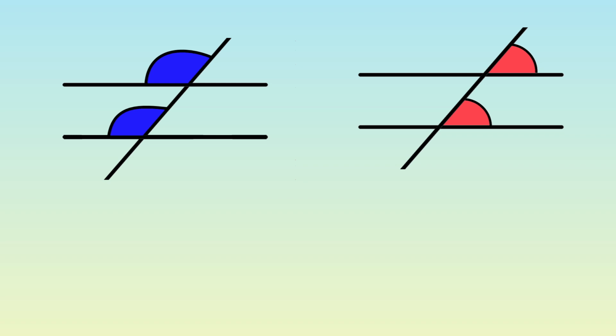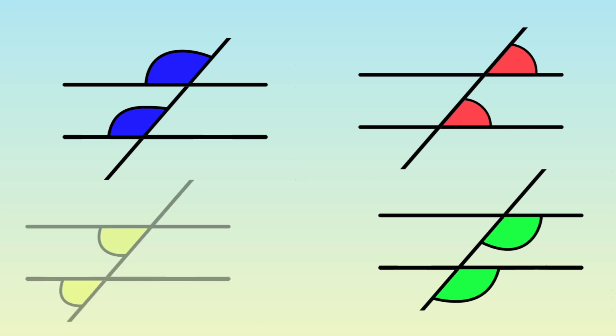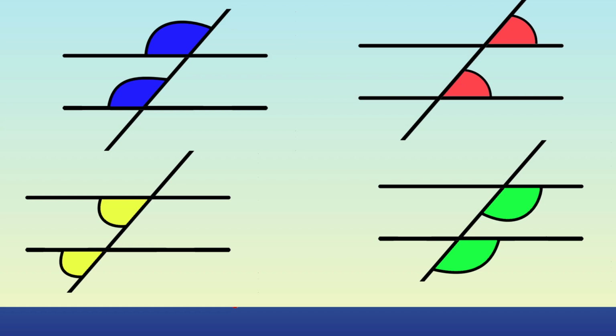That then means that the angles on the top left of each intersection correspond to each other. The same with the bottom right angles of each intersection, and the same with the bottom left angles of each intersection. So there are four pairs of corresponding angles.